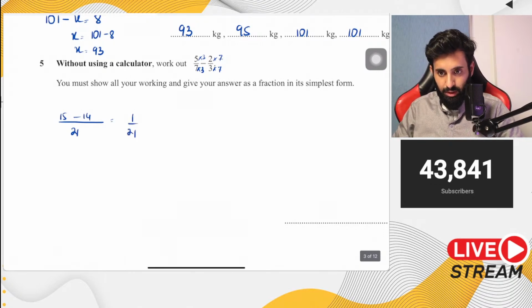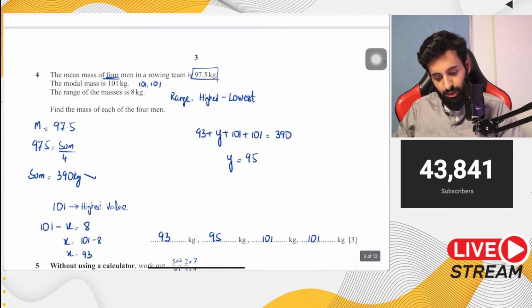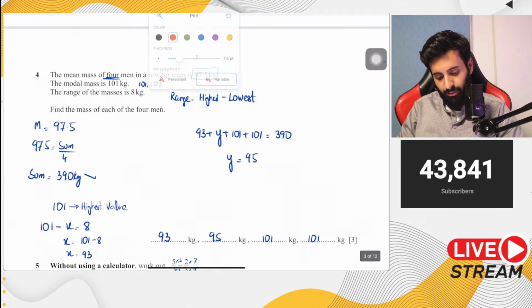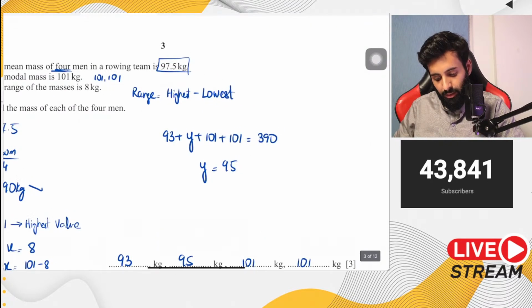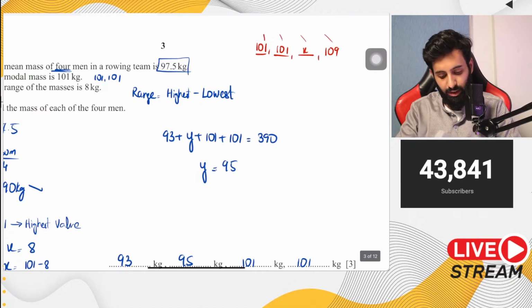How do you know if 101 is the largest or not? Okay, good question. Well, if let's say we take 101 to be the smallest, then that means 101, 101, okay? We don't know what's in between, but we can work out the other end, which will be 8 kg more than 101, which means it's going to be 109. Now, if you take this and if you sum it up, 101 plus 101 plus x plus 109, let's see what happens.